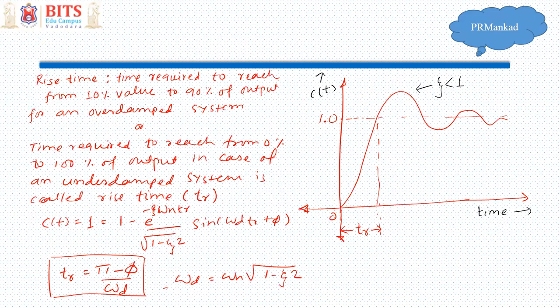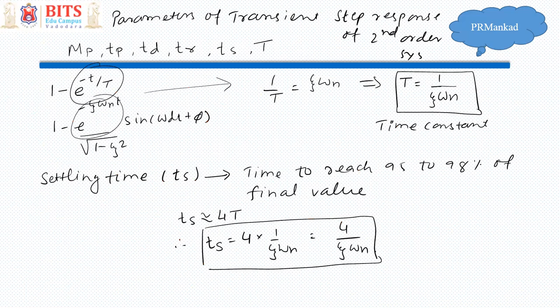Rise time, as we have already discussed, is the time required to rise from 0 to 100% for the first time for an underdamped response. And if I substitute the value that C(t) is equal to 1 for t equal to t_r, then I can derive that rise time is given by pi minus phi divided by omega d, right? So this is how I can find out the rise time also. I want a system to have a very small rise time, right? So these are the parameters which are important.